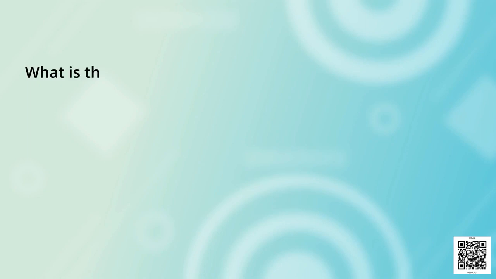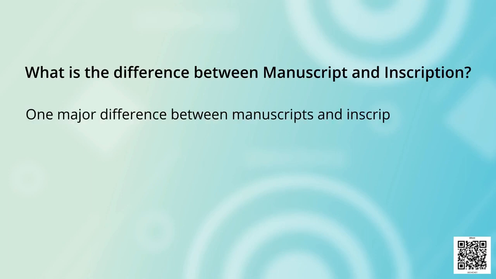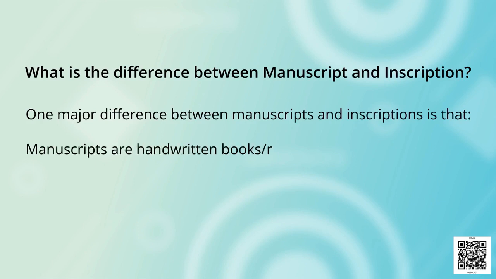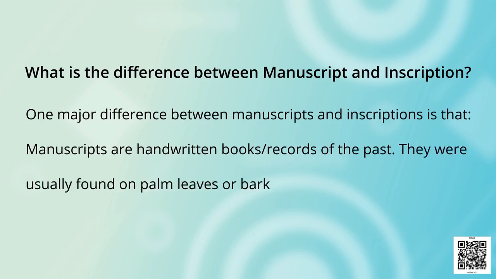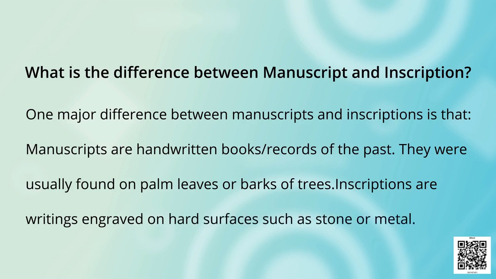Let's see, what is the difference between manuscript and inscription? One major difference between manuscript and inscription is that manuscripts are handwritten books, records of the past. They were usually found on palm leaves or barks of the trees. On the other hand, inscriptions are writings engraved on hard surfaces such as stone or metal.